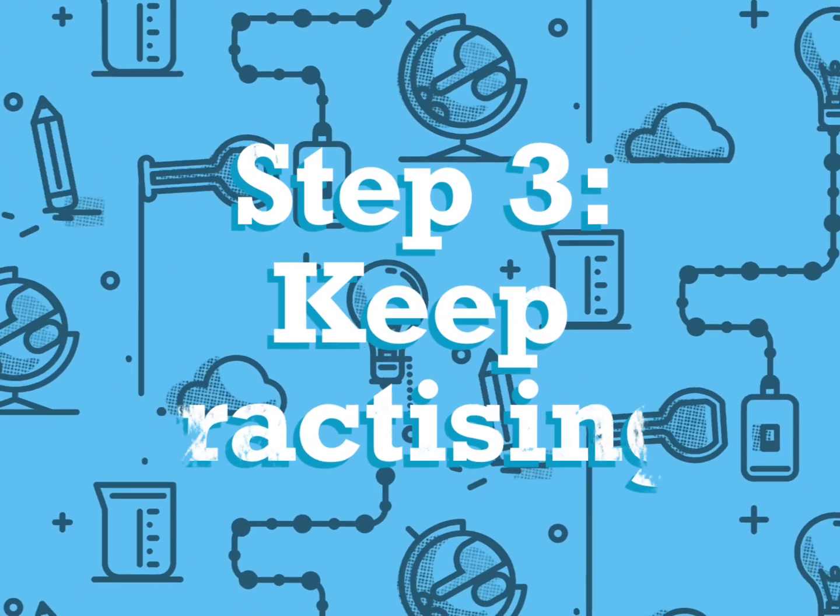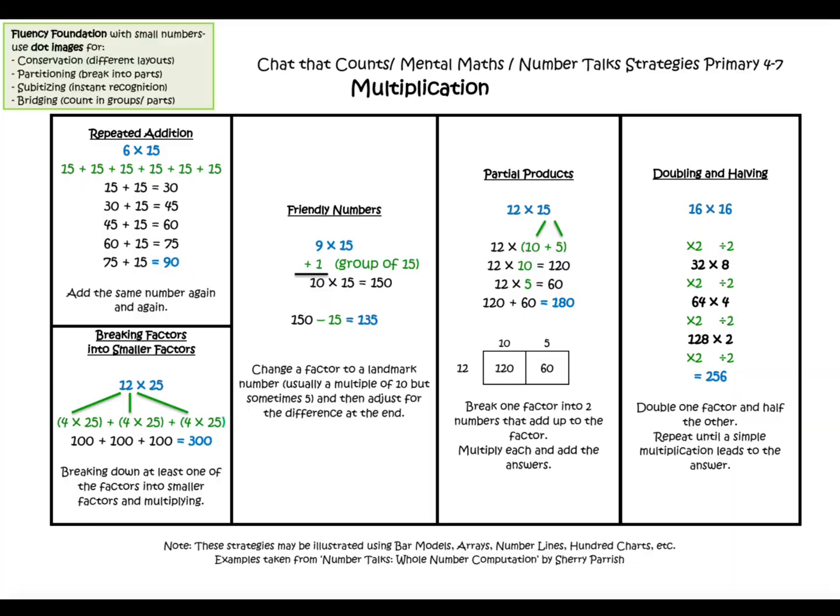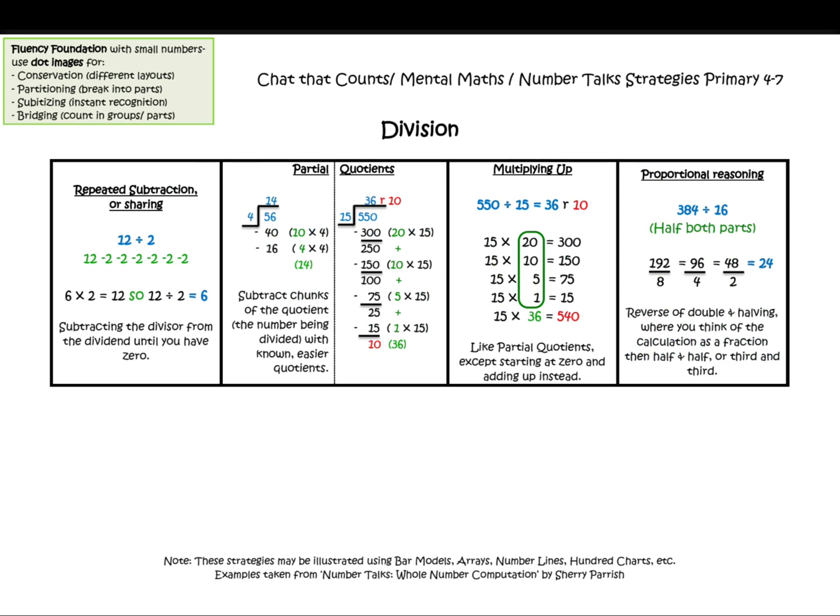Step 3. Keep practicing. As with addition and subtraction, the best way to get better at multiplication and division is just to practice. Practice with small numbers, practice with big numbers, try out different strategies, and you will make improvements.